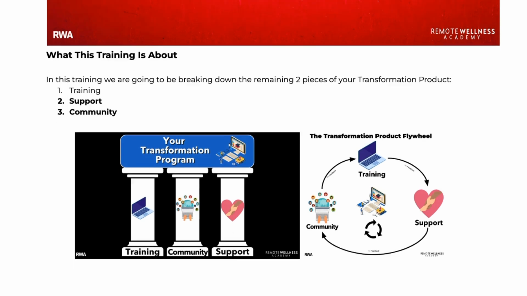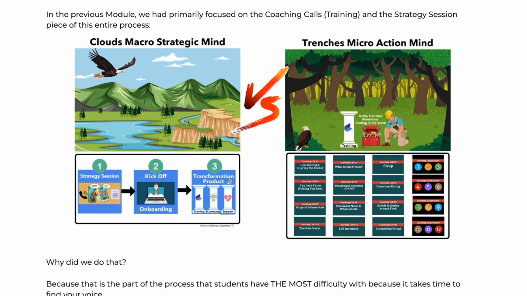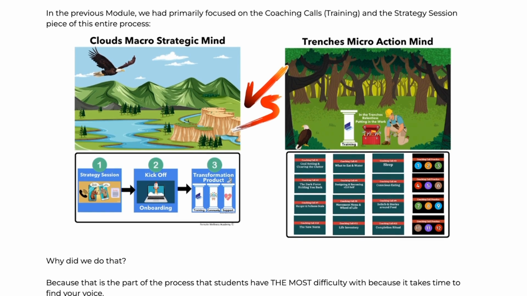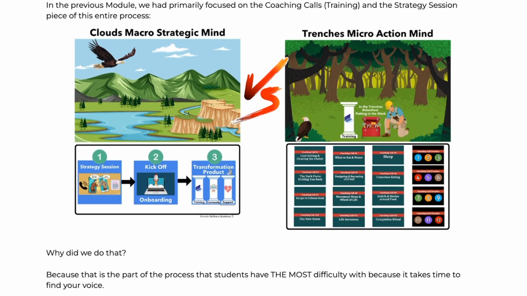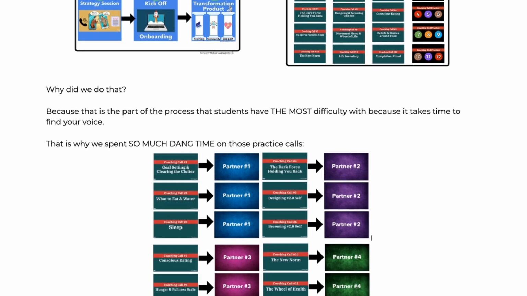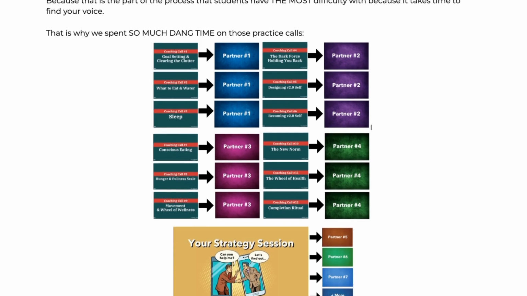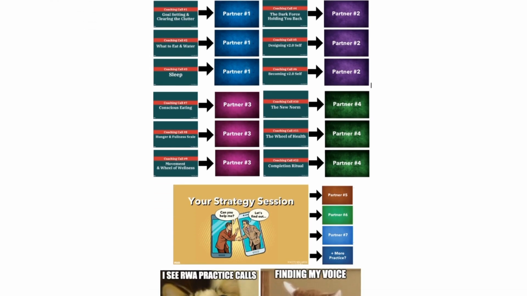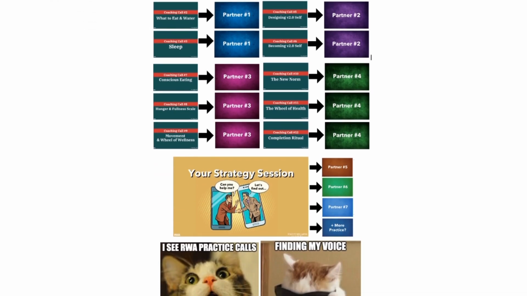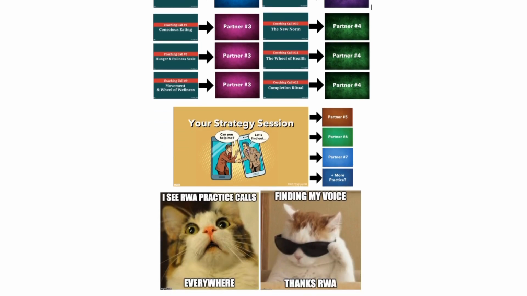The big thing that you are familiar with, and what we did primarily in the previous module, was we focused on the coaching calls, which was the training element, as well as the strategy session piece of your entire process. The reason we did that was because the most difficult part of this entire process, of your entire product, really has to do with finding your voice. And that is why we spent so much time on those practice calls, right? I'm sure at this point you remember how much time we spent going through those practice calls and giving you the foundations, the done for you, do it yourself approach, so that you could really start to find your voice.